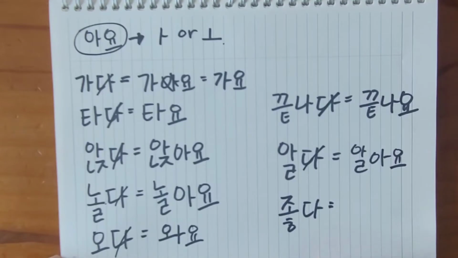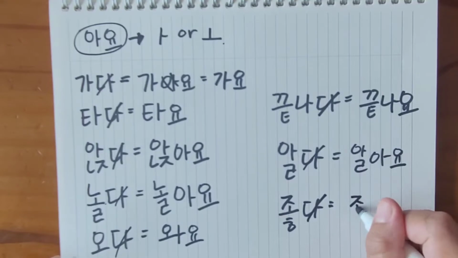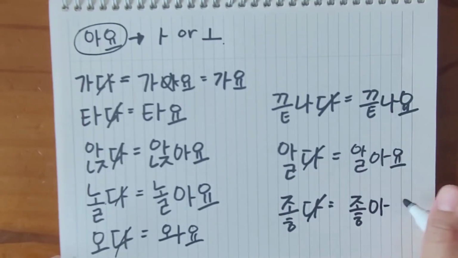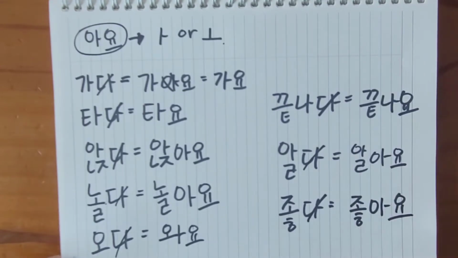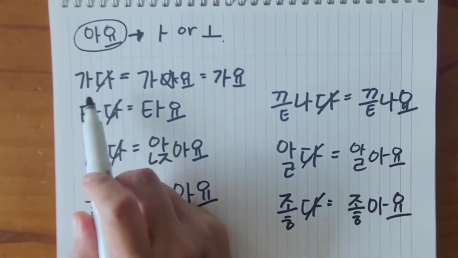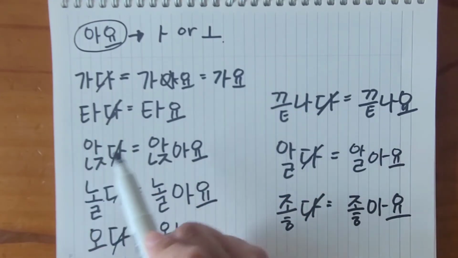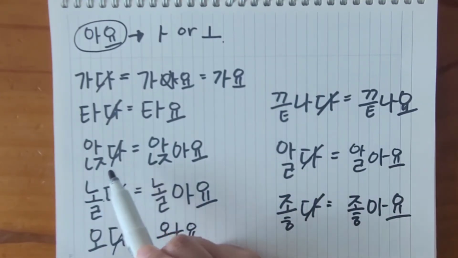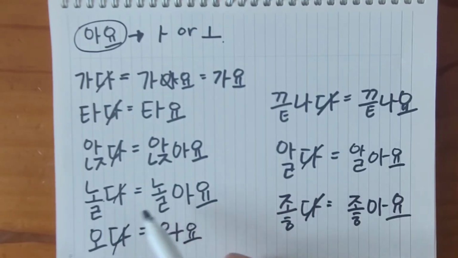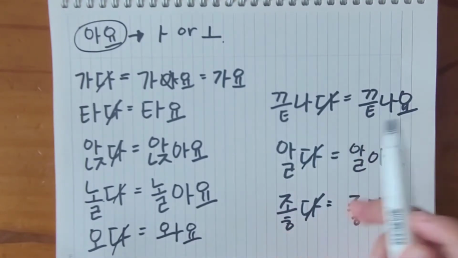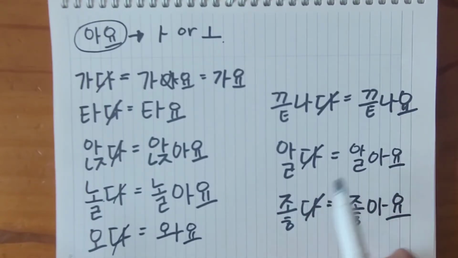Chota, chota, to be good. So, drop da, and then add ayo. Magiging chuayo. So, kada, kayo. Tada, tayo. Anta, anjayo. Nulda, nurayo. Uda, wayo. Kunnada, kunnayo. Alda, arayo. Chota, chuayo.